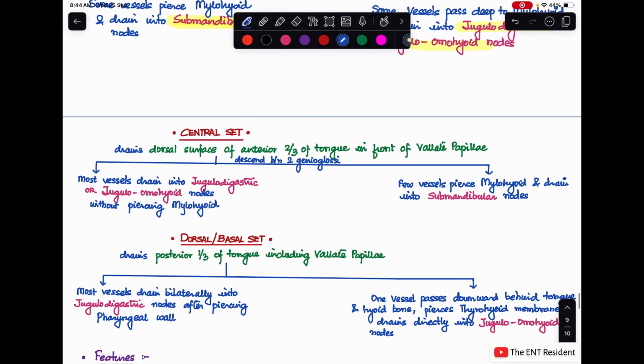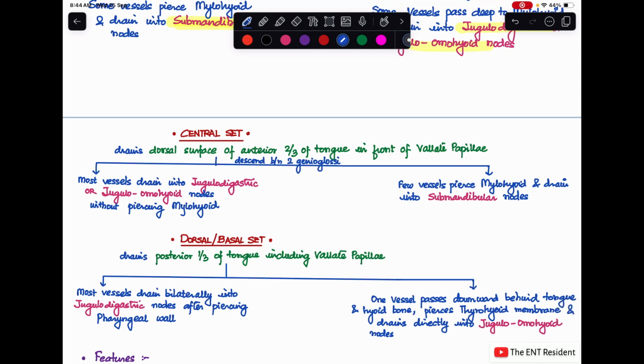Next, we come to the central set of lymph nodes. The central set of lymph nodes drain the dorsal surface of the anterior two-thirds of the tongue in front of the Vallate papillae. This group of lymph nodes descend between the two genioglossus muscles, and then they have two pathways. One pathway, they either go into the jugulodigastric or the jugulo-omohyoid nodes without piercing the mylohyoid muscle, or the second pathway is when some of them pierce the mylohyoid and drain into the submandibular nodes.